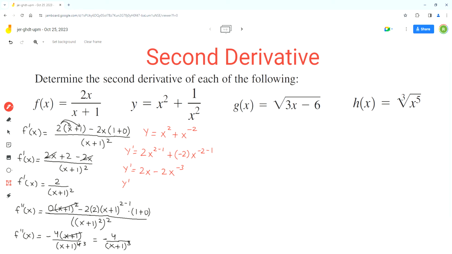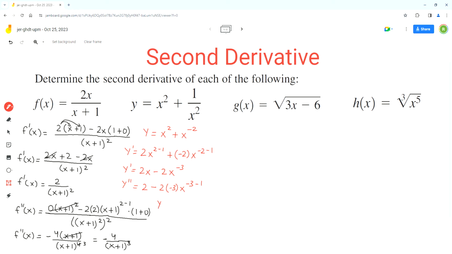So we'll do y double prime equals, so the derivative of 2x will just be 2, because x has an exponent 1, so we move 1 to the front, and then x exponent 1 minus 1, so x exponent 0 is equal to just 1, and then minus, so we'll keep the 2 as the coefficient and we'll use the power rule, so negative 3 will move to the front, and then we'll subtract 1 from negative 3.